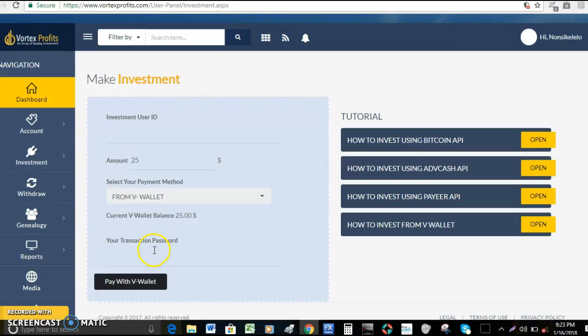And then we need to put a transaction password again, and I don't have it, but basically that's what you do, and then you say pay with the V wallet, and it's done. Okay, so I'm gonna ask her to do this on her side, and then we'll be done. Thank you very much. This is how you transfer money from V wallet to V wallet.